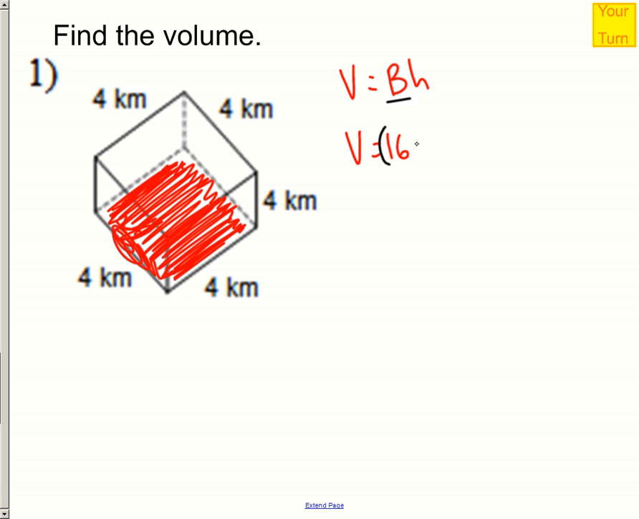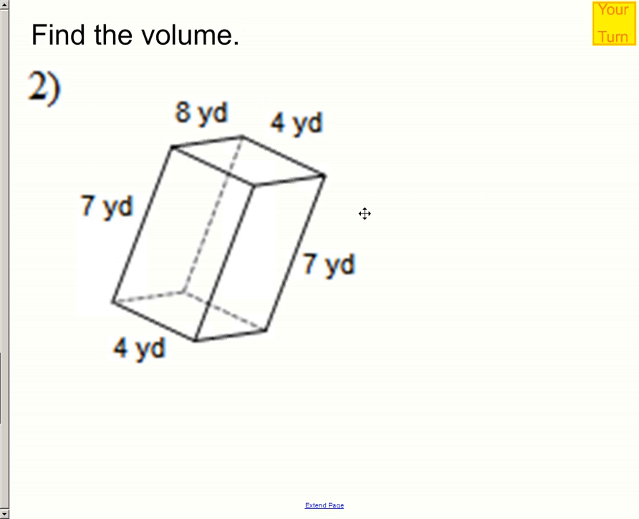The area is 16 kilometers squared. And what's the height of it? 4 kilometers. So actually, let's just multiply it by 4. We'll show it that way. So our volume is 64 kilometers cubed. Try this one.